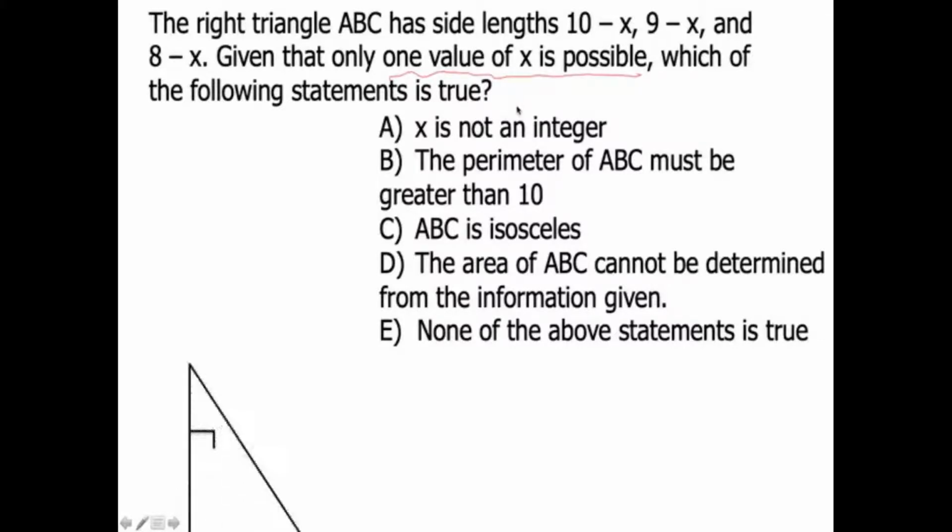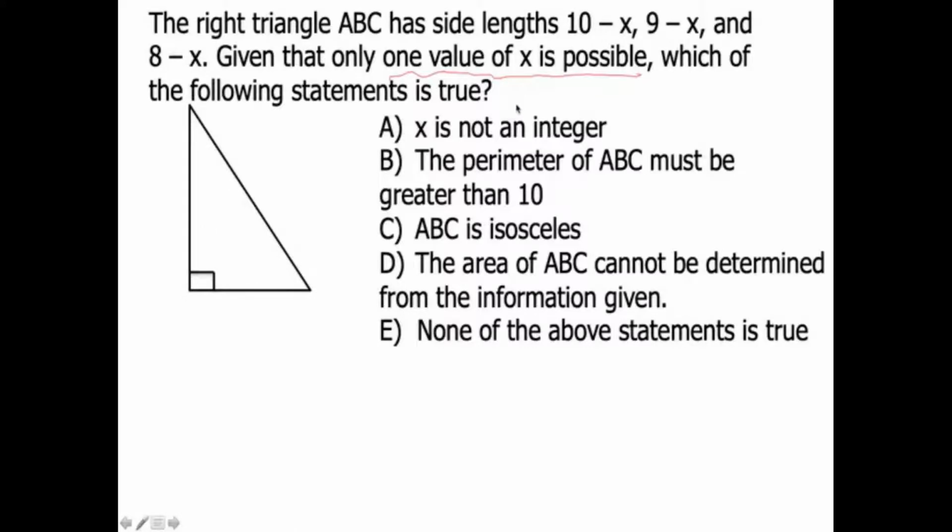So we have our right triangle here, and we have the lengths 10 minus x, 9 minus x, and 8 minus x. How do I know, by the way, that 10 minus x is the hypotenuse of this right triangle? Well, because it's the longest distance. 10 minus some number is bigger than 9 minus the same number is bigger than 8 minus the same number. So 10 minus x is the hypotenuse of this triangle.